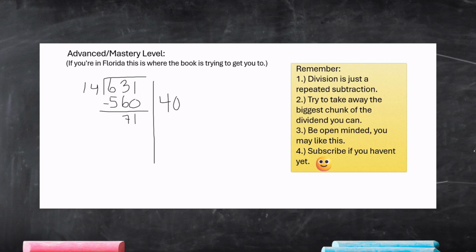Obviously, you can't take another 560 away here, but you can take another 56 away. So let's just do by 4 over there on the side. That gives us 56. And then we do our subtraction, and we're left with 15. And hopefully you can see we can only get one more group of 14 out of 15, and that's going to leave us 1. So when we add up our memory bar, we're going to get a quotient of 45, and that one little lonely 1 down there is going to be our remainder for this problem.